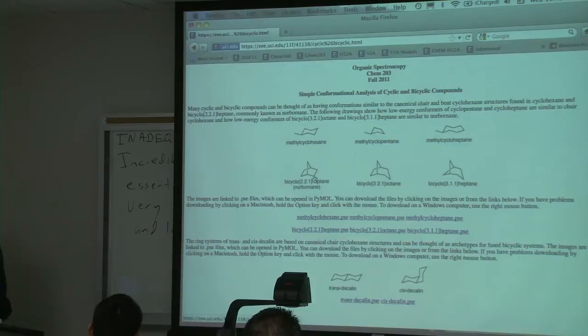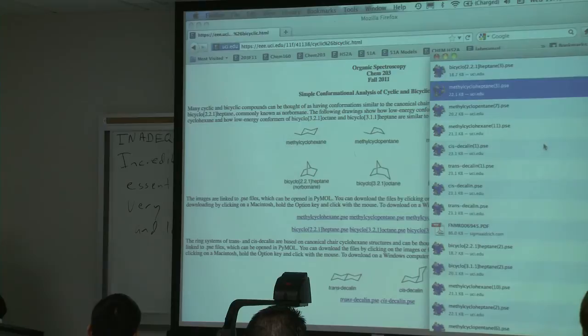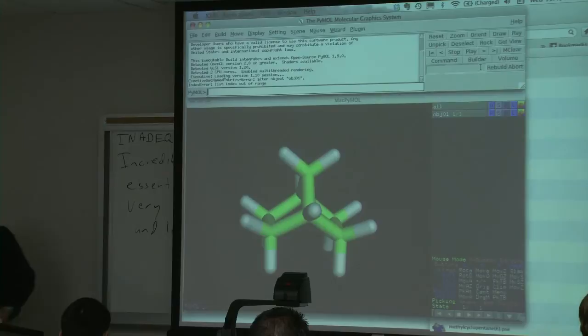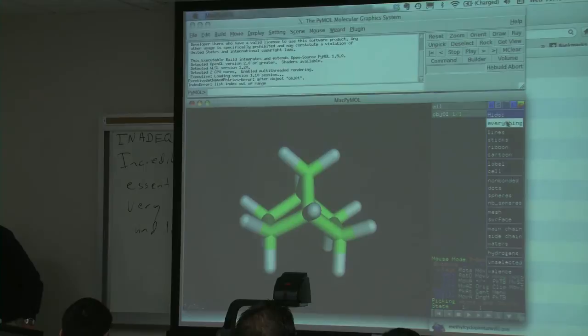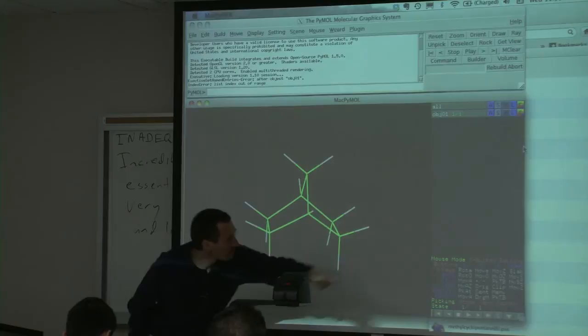These are all minimum energy structures, generated with molecular mechanics using the MMFF force field. So here's the norbornane structure. If you want to see the projection that I drew over there, what I badly sketched out on the blackboard, that's our basic structure.